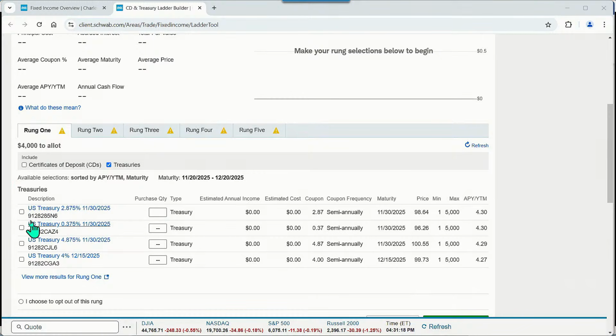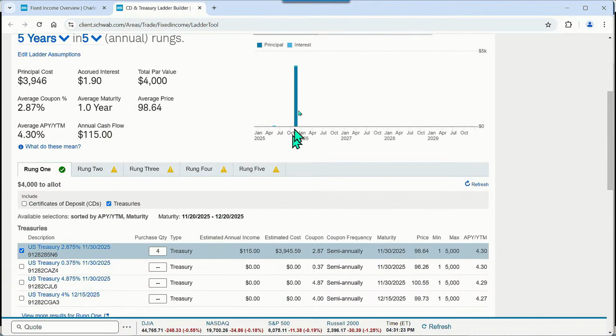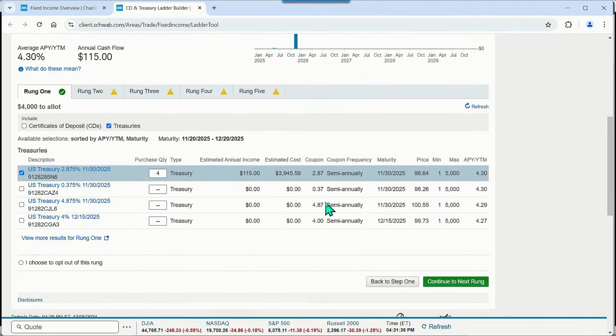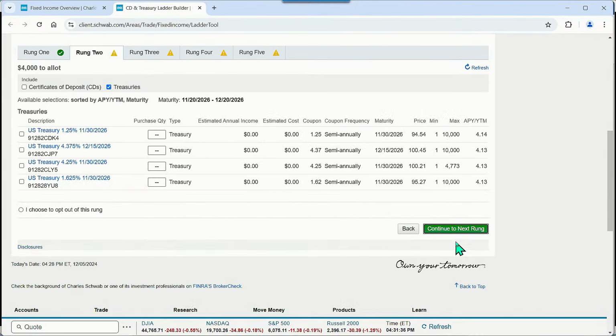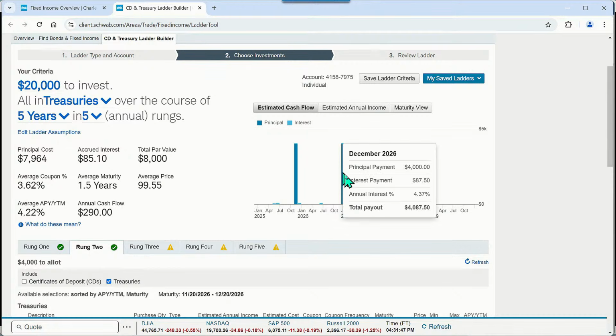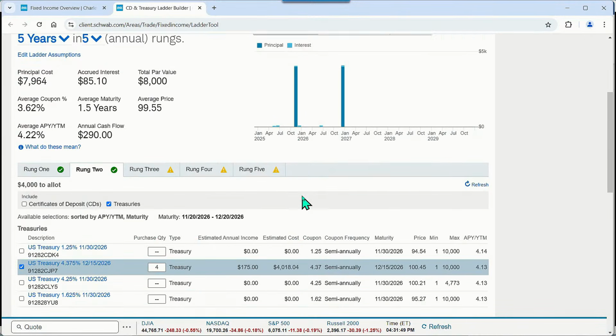Okay, let me click on this, and it populated my first rung on my ladder. Now, I'll be getting a small interest payment right here. It's kind of hard to see in this light blue. And then here's the repayment of the full amount in about a year. I'm going to go to the next rung and do a similar thing. Now we've populated 2 rungs, and you can see my interest payments every 6 months.